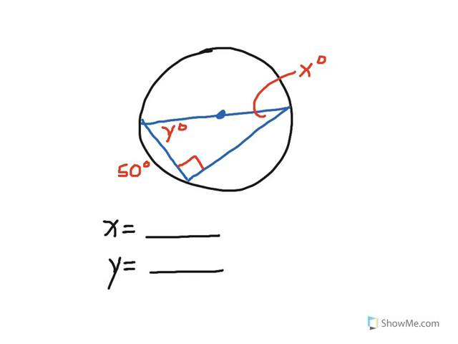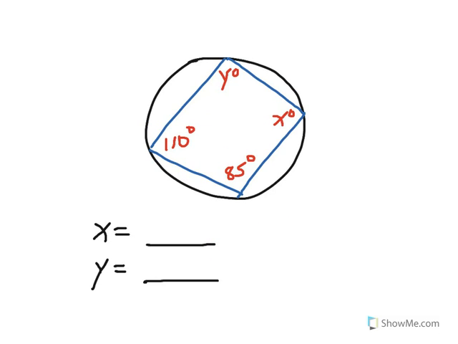So now I know that x and y have to add up to 90. I look at x, and I notice that x intercepts the arc that has a measure of 50. So x is 1/2 of 50 degrees, or 25 degrees. And then angle y is the complement to 25 degrees. So it's 90 minus 25 degrees, or 65 degrees.